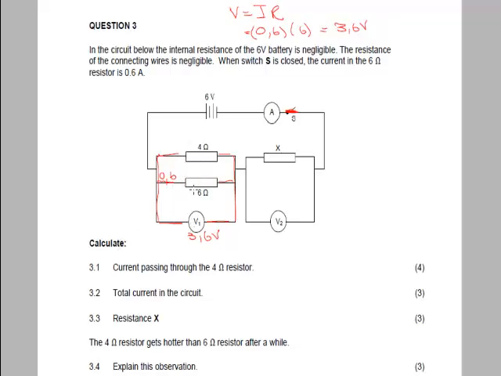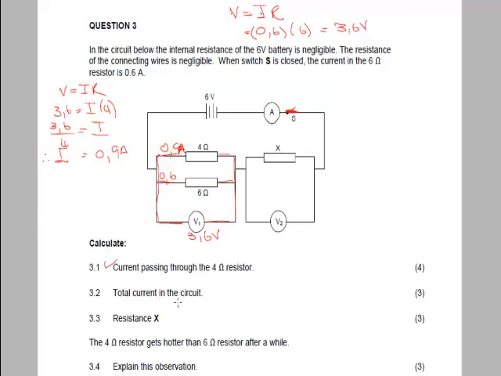Therefore, I can use the same equation, but this time I've got the volts and the resistance, and I can work out the current going through the 4-ohm resistor. V is equal to IR. The volts is 3,6, the current is what we want, and the resistance is 4. Therefore, I is 3,6 over 4, so I is 0,9 amps. Not too bad, so we've done that.